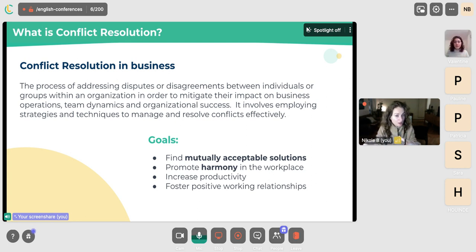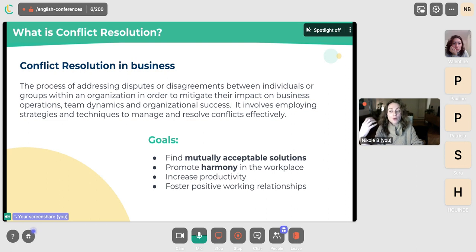That can be any kind of business. And the idea is you want to mitigate, okay? You want to control the impact that this has on business operations. You want to control the impact it has on team dynamics and the success overall of the company. Okay. And what it does is it puts strategies and techniques in place to manage and to resolve these conflicts effectively. So the overall goal in a business aspect is you want to find mutually acceptable solutions.